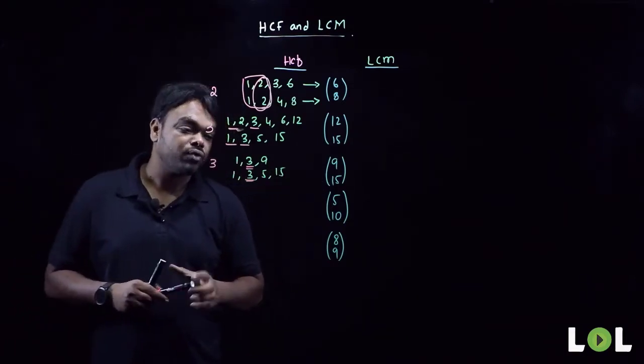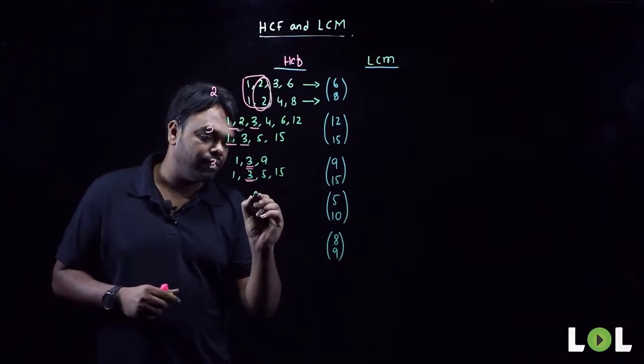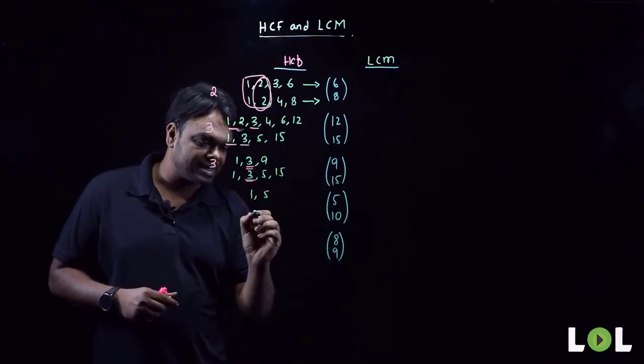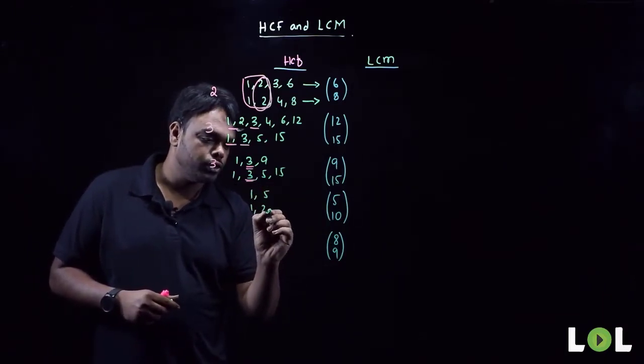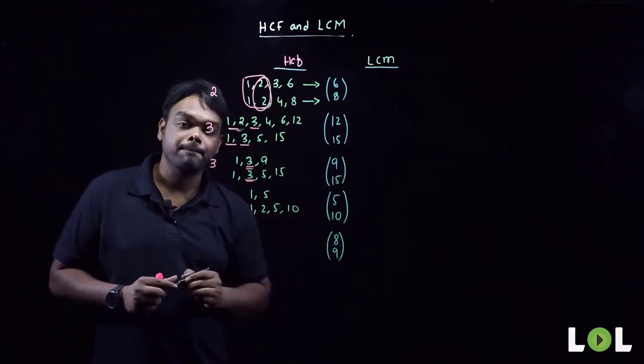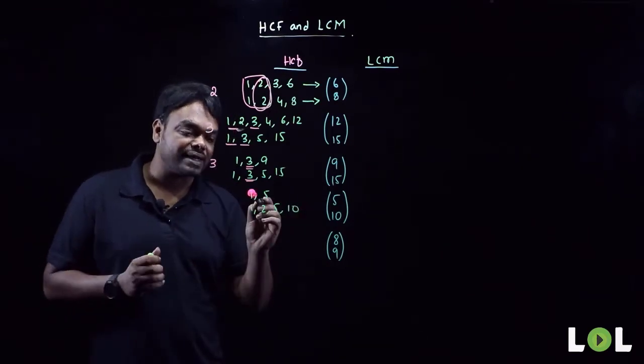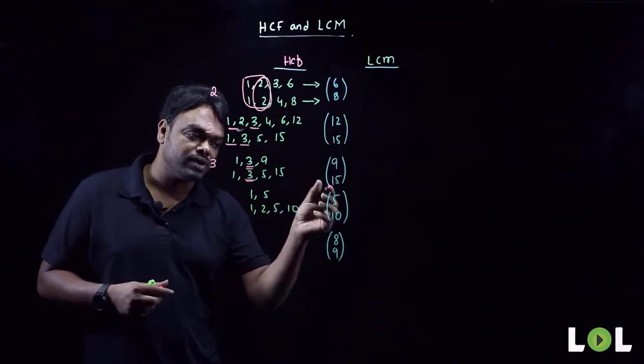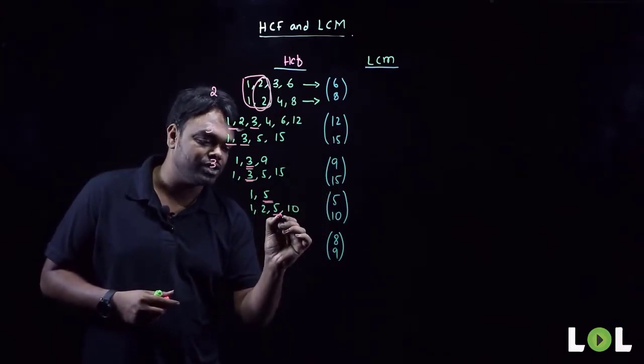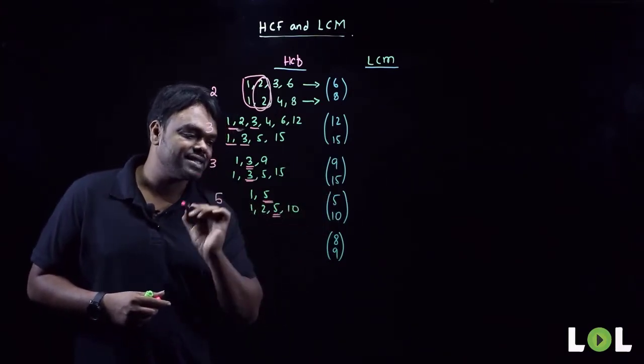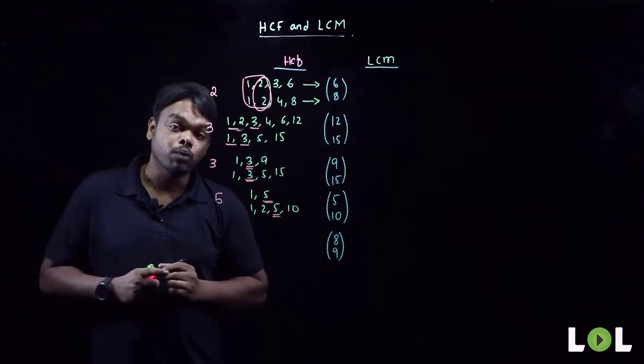If you talk about 5 and 10, factors of 5 are only 1, 5, whereas 10 is 1, 2, 5, 10. Now among them, common factors are 1 and 5. Which is the highest one that can divide both 5 and 10? That is only 5. So 5 is highest common factor for both 5 and 10.